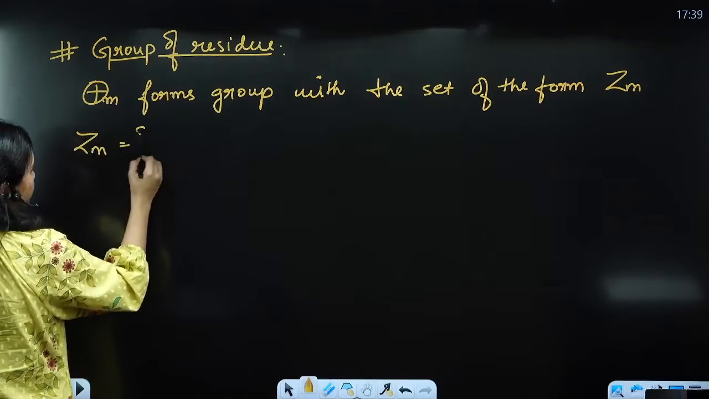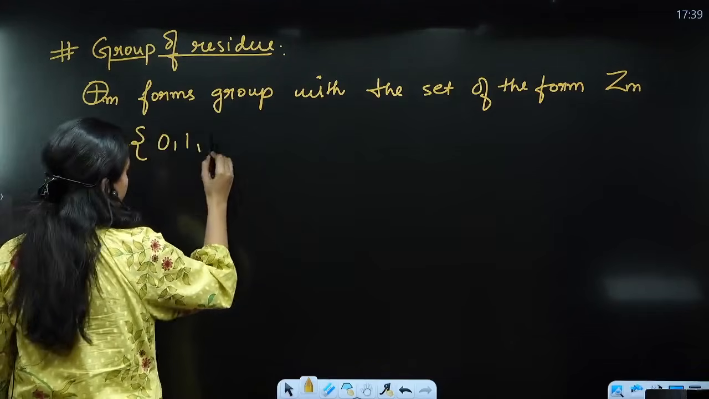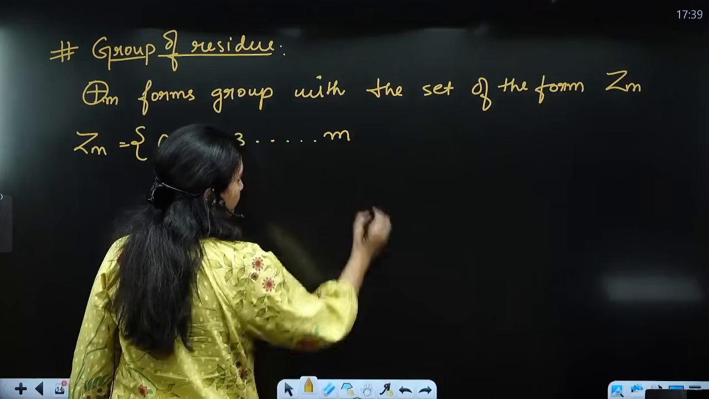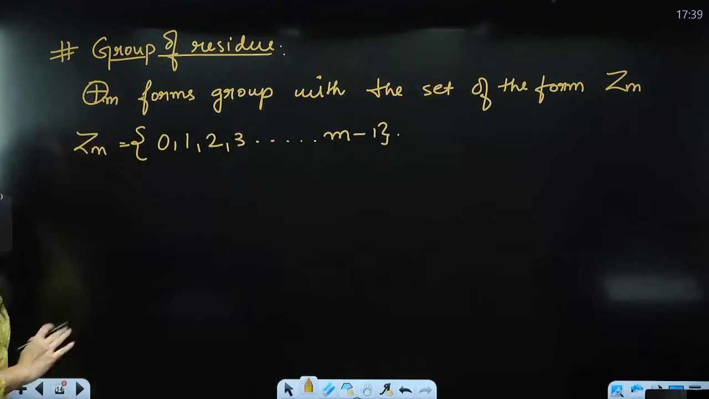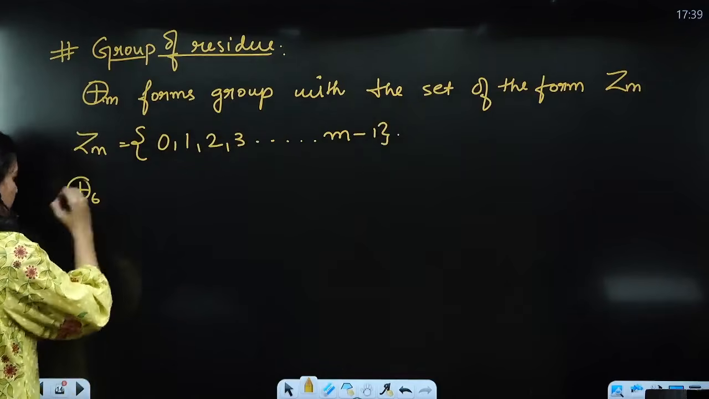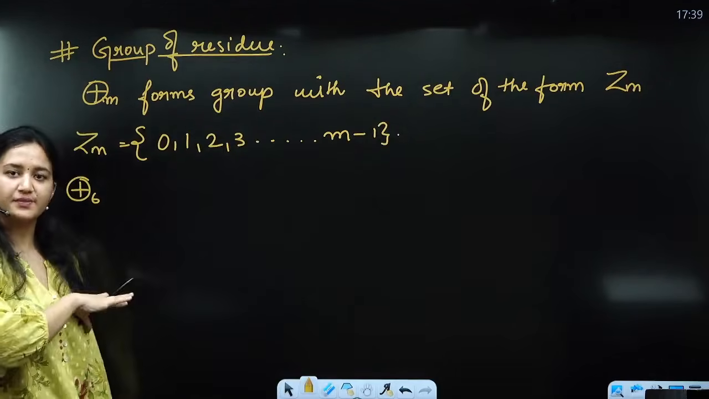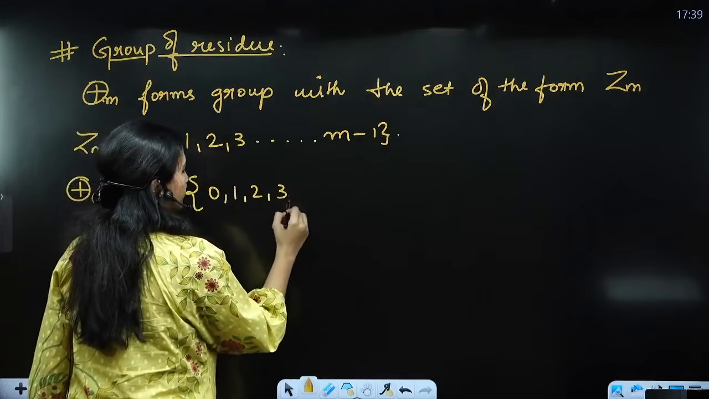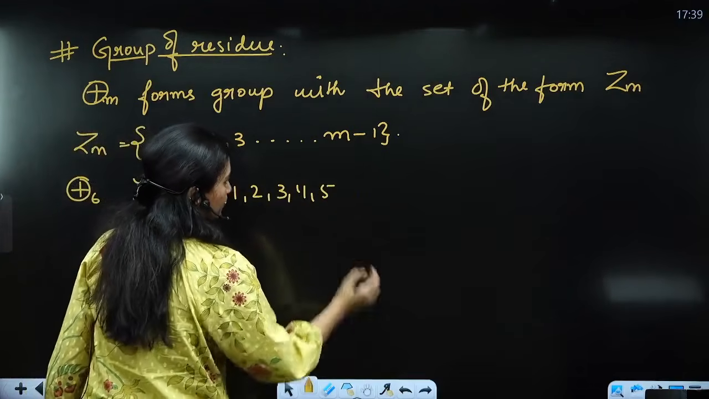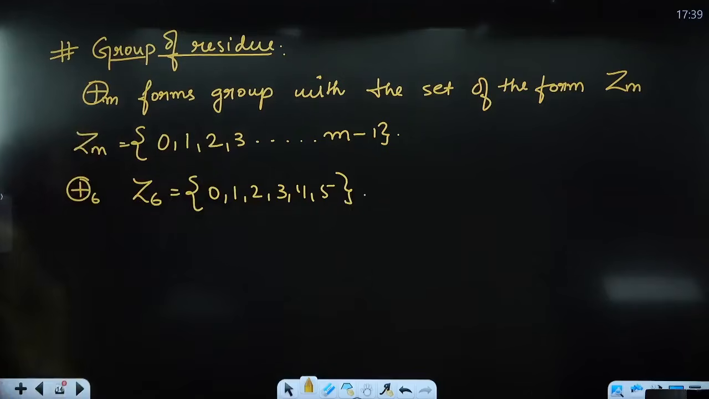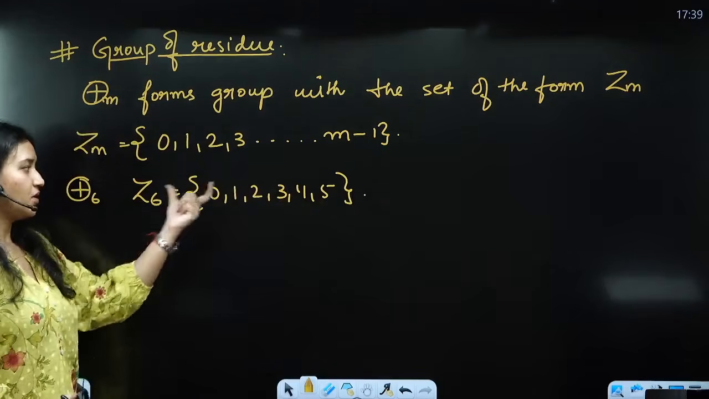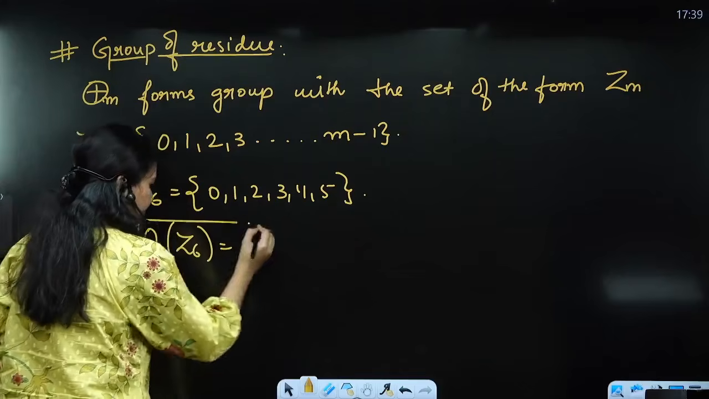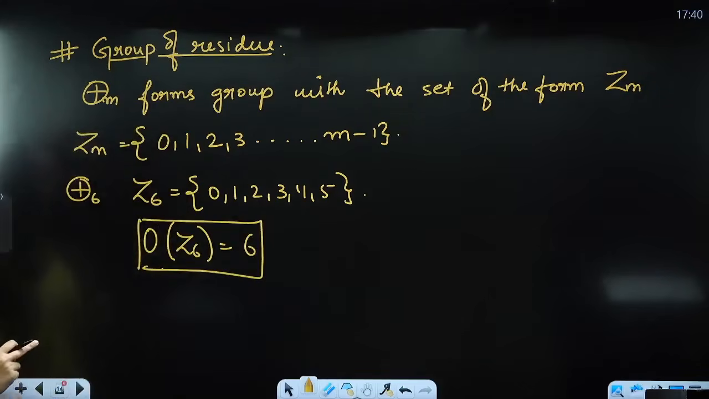Zm has elements starting from 0, 1, 2, 3 up till m minus 1. Clear? So if you have, let's say, addition modulo 6, so what is the set that is going to form a group with respect to this binary operation? It is going to be Z6. That is 0, 1, 2, 3, 4, 5 and not 6, just 5. Okay? M minus 1 tak you are going to take it. What is the order of Z6? Is 6. Clear?